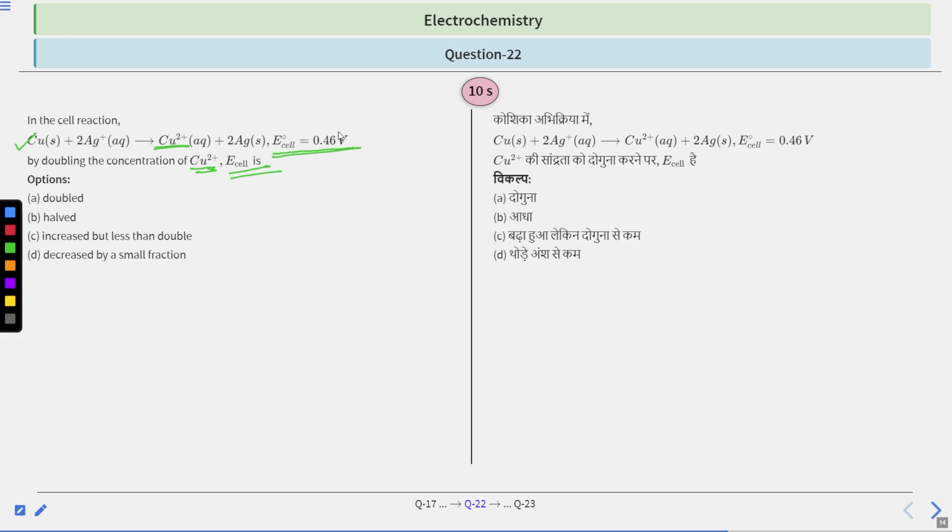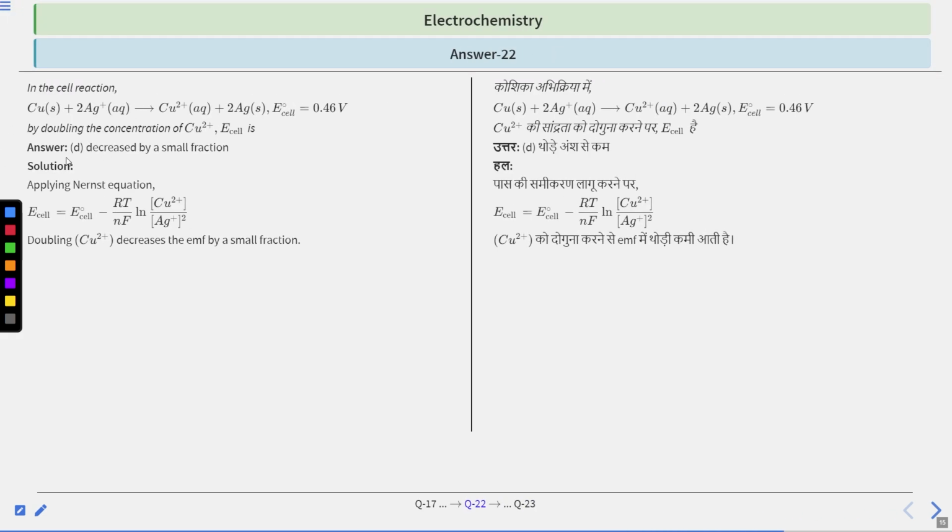E naught cell for this reaction is given, which is 0.464. Options are doubled, halved, increased but less than doubled, decreased by a small fraction. You have 10 seconds to solve this question. After that, we will see the answer. Okay. Let's see the correct answer.